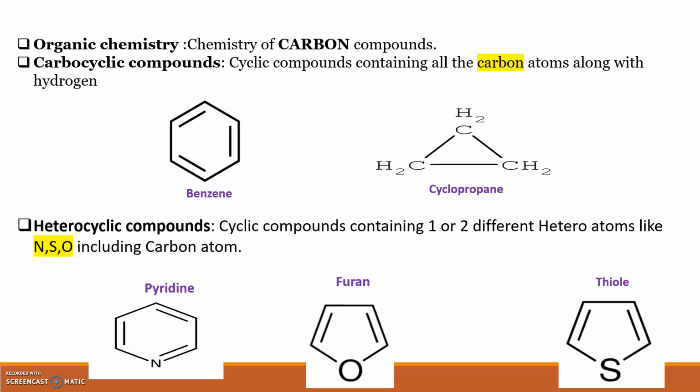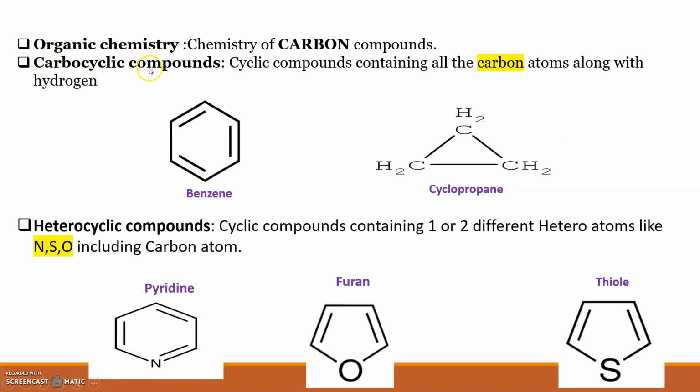First point, what do you mean by organic chemistry? Organic chemistry means, very importantly, carbon atoms. Those compounds which contain carbon are studied in organic chemistry. It is the branch of chemistry which deals with the study of the chemistry of the carbon atom, known as organic chemistry. What about carbocyclic compounds?